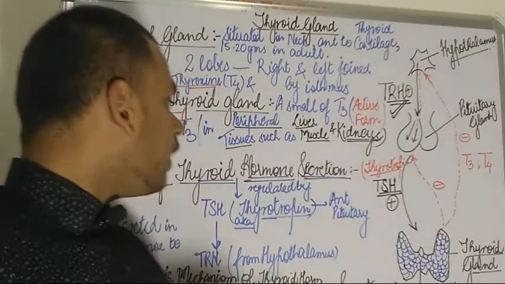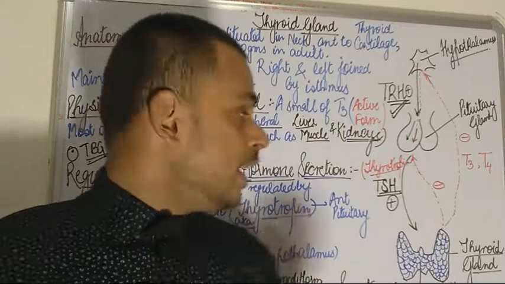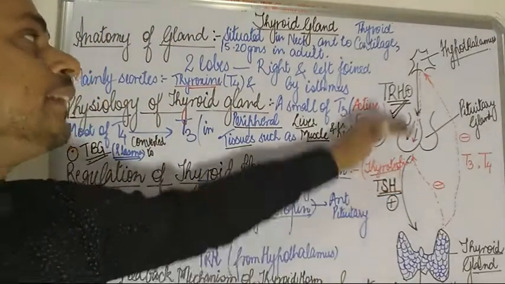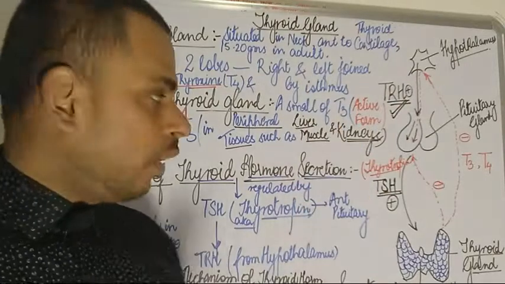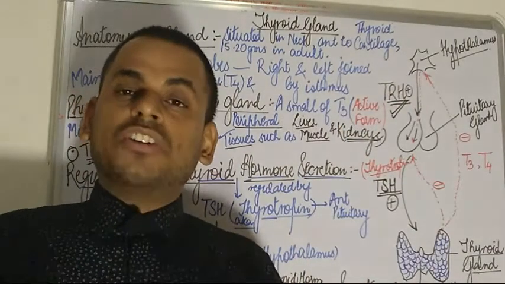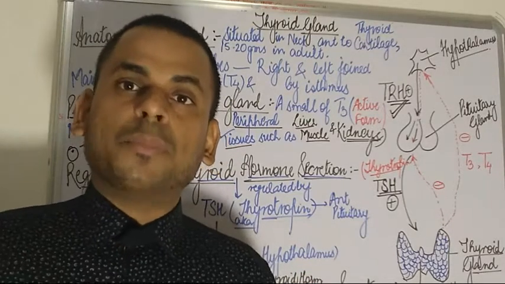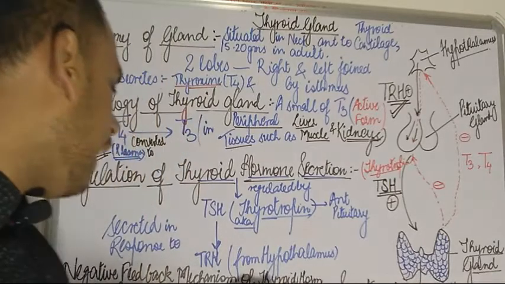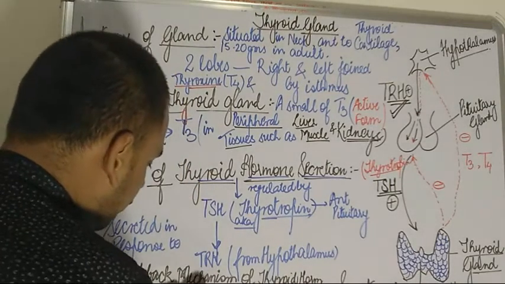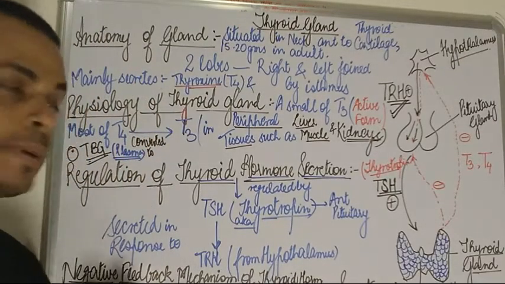Now, I have already told you that thyroid hormone secretion is under the regulatory control of TSH and TRH. All right. This maintenance of a constant level of the thyroid hormones in the body proceeds by the negative feedback mechanism, the negative feedback of the thyroid hormones on the pituitary gland.